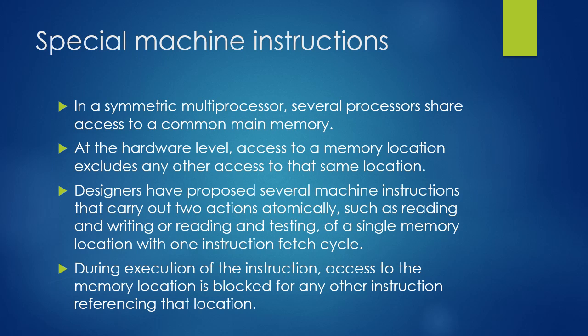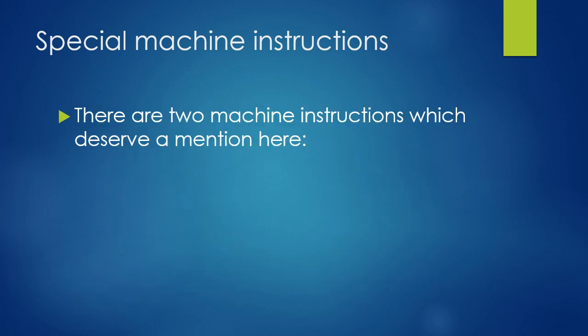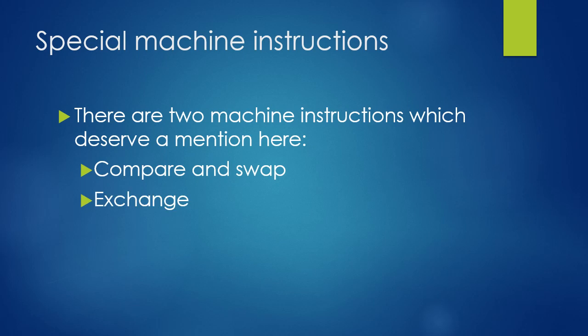This instruction uses a memory location and fetches data from this location. The memory itself provides mutual exclusion because when this instruction is accessing a location, this location becomes off limits to all other processors. Since the instruction is atomic, the location remains off limits for all processors until the instruction is complete. Two machine instructions deserve a mention here. One is called the compare and swap instruction, and the other is called the exchange instruction.